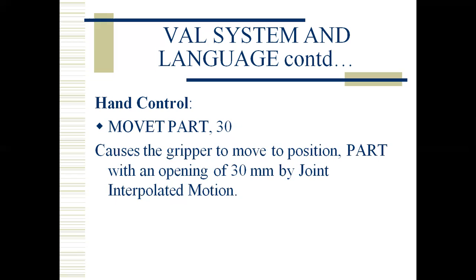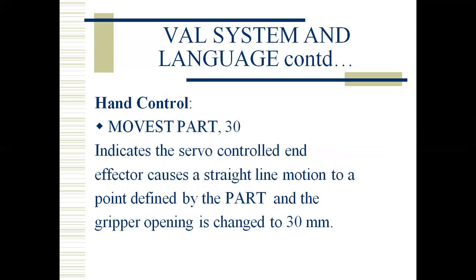Next one, hand control, move teeth part, is through the part. It causes the gripper to move to the position part within the opening of 30 mm by the joint interpolated motion. So nothing but up to the 30 point. Before that condition it is move ST, nothing but the starting part of the 30, nothing but 29 up to completion of 29, it will be moved. 30 it will not be entered by this particular instruction.